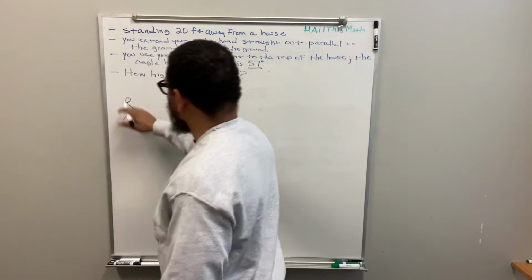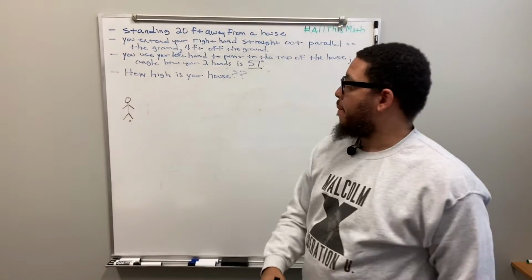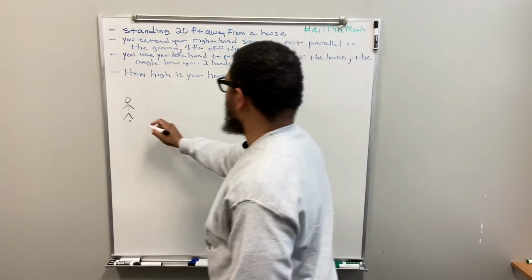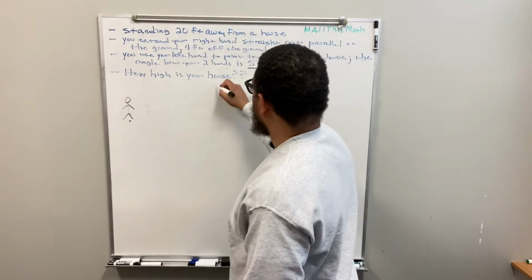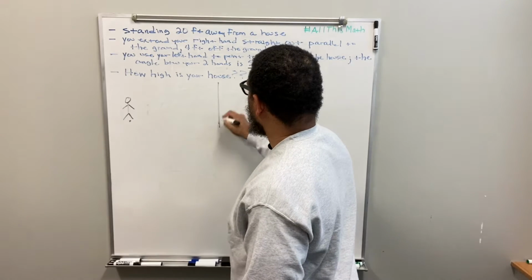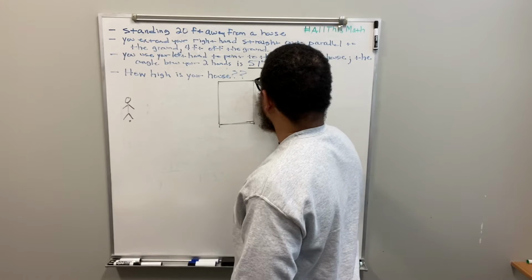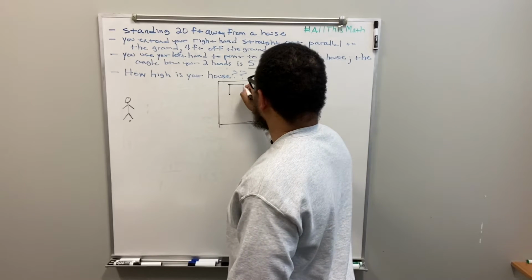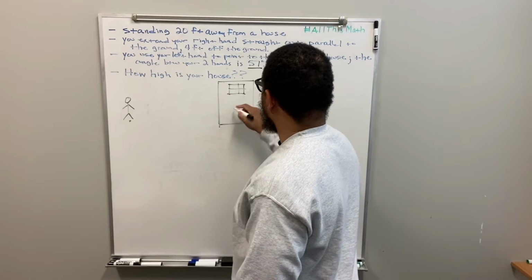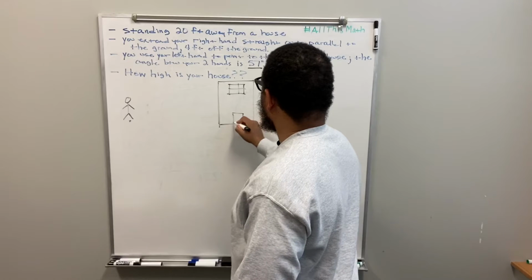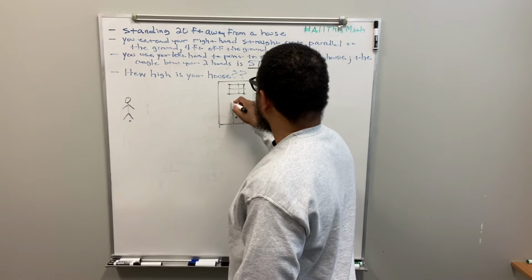Okay, little stick man drawing. That's me, all right? Then it says I'm standing 20 feet away from a house. Let's say I draw this little box right here. This represents a house. Boom. Maybe throw a little window up in this drawing like that. Got the front door.